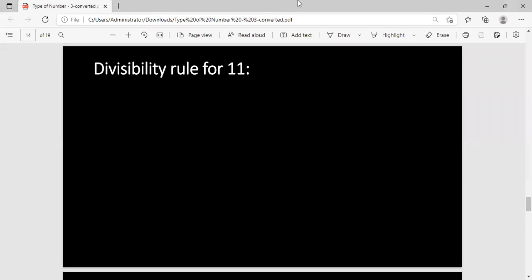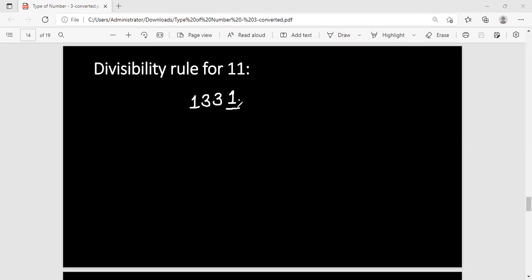Now coming to the divisibility rule of 11. Let us take a smaller number, 1331. Again, we want to check whether the number is divisible by 11 or not without actually dividing this number by 11. So what we can do, I'm telling you the trick, guys.